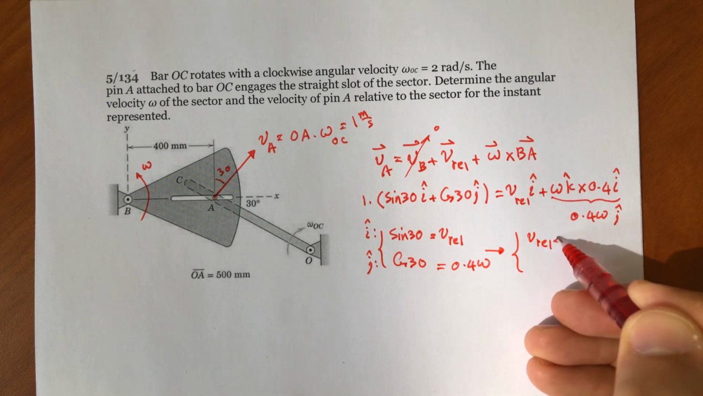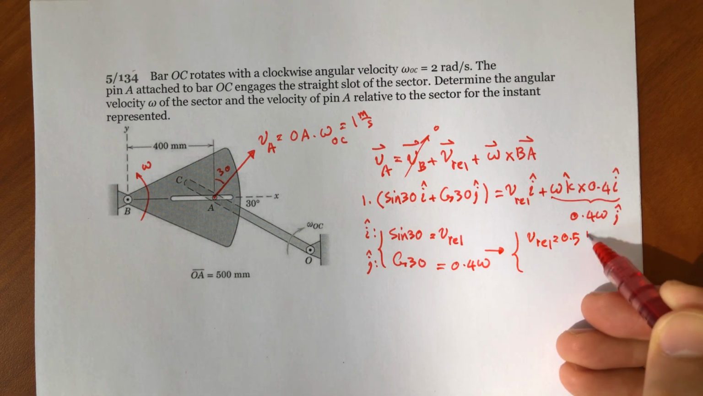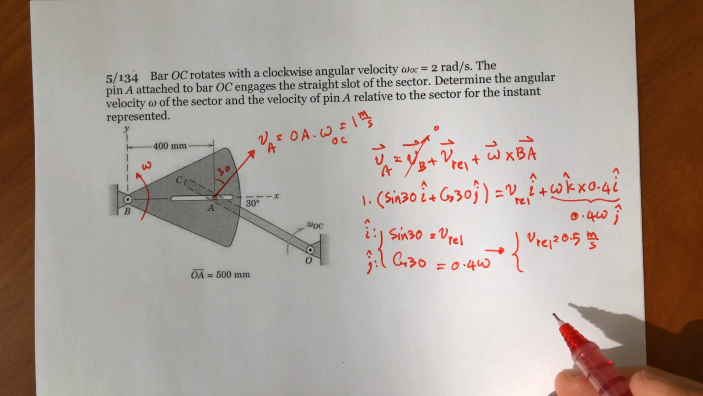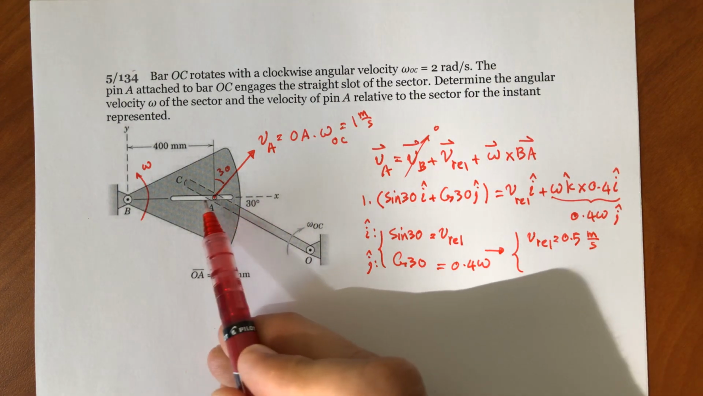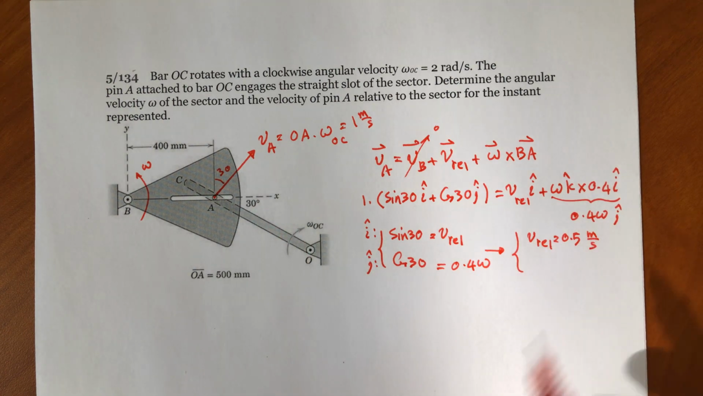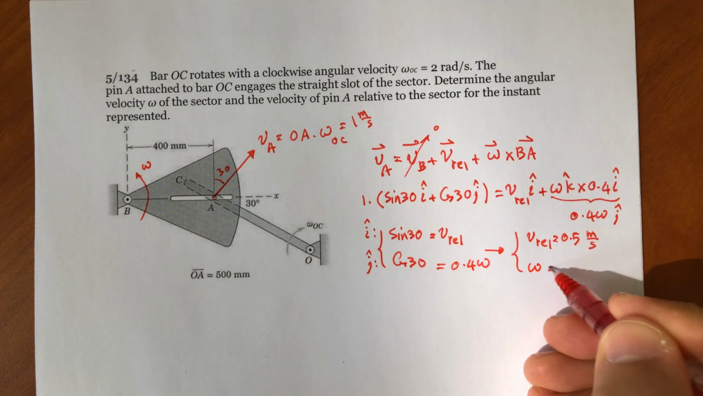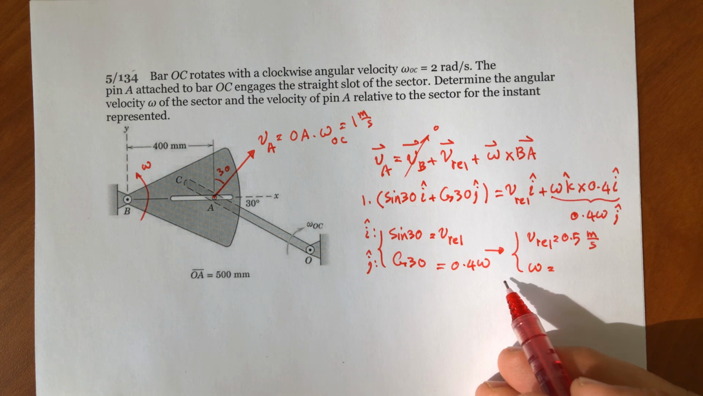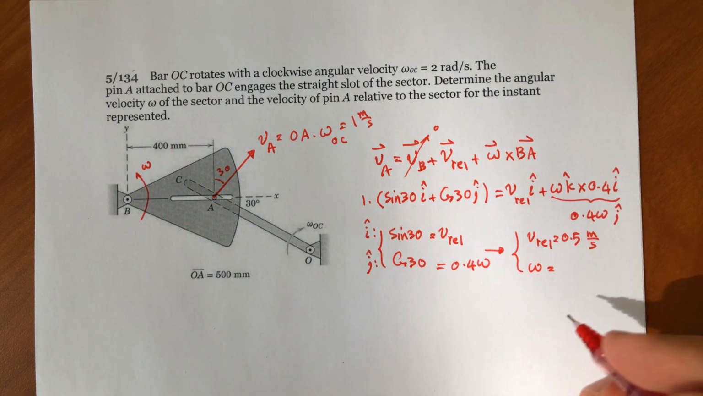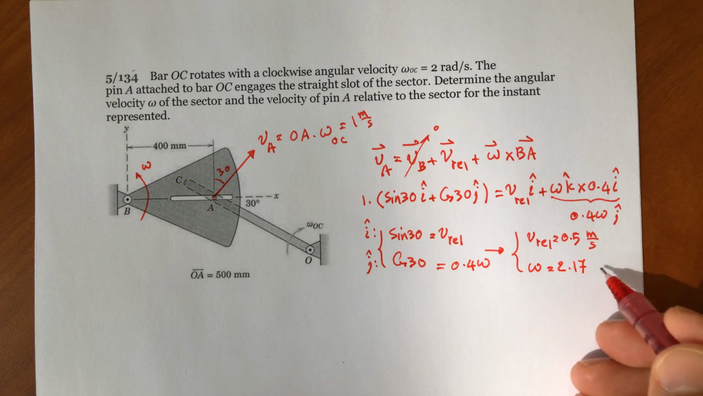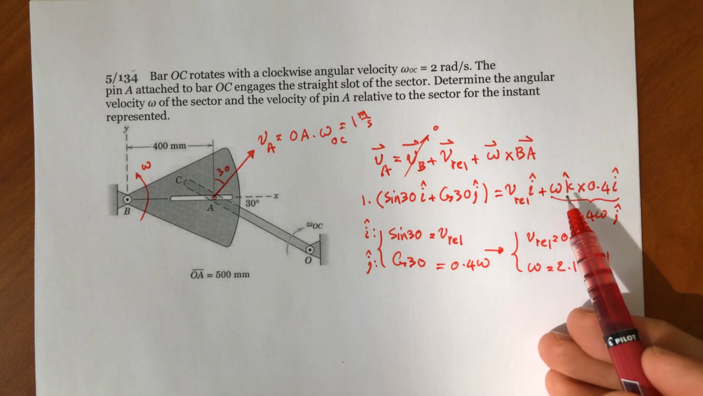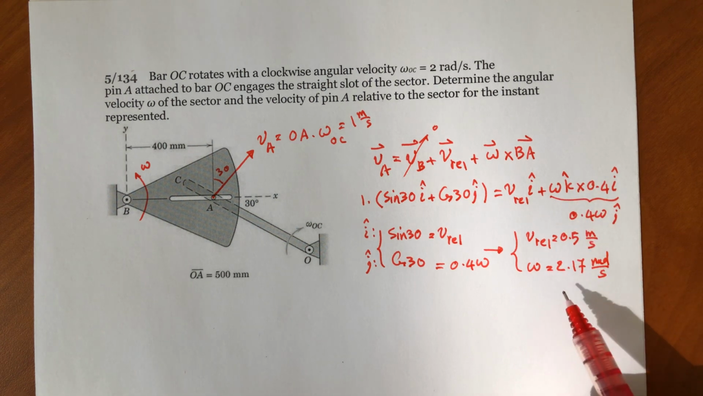So V rel is going to be 0.5 meter per second. Because it turned out to be positive, it means it's going to be positive in the A direction. It's to the right. And omega is going to be cosine of 30 divided by 0.4. So it's going to be 2.17 radian per second. It turned out to be positive, so it means it is in the K direction. It is counterclockwise.